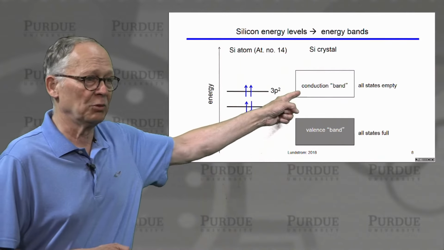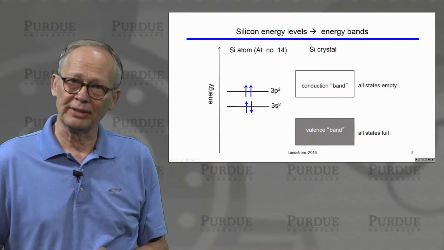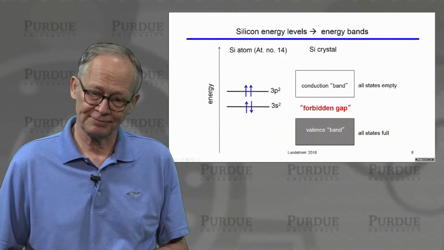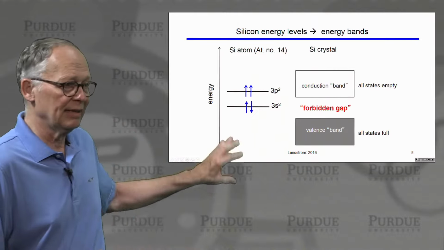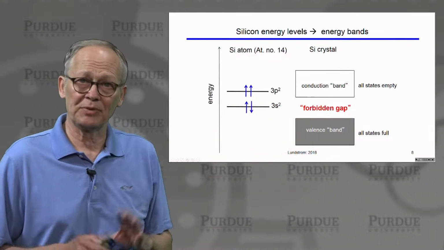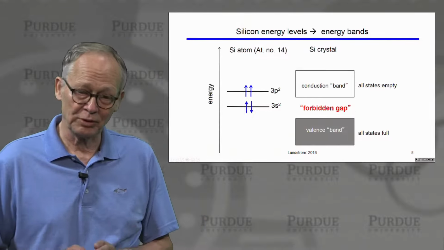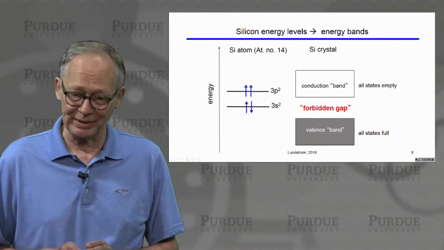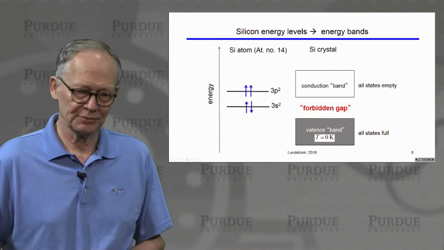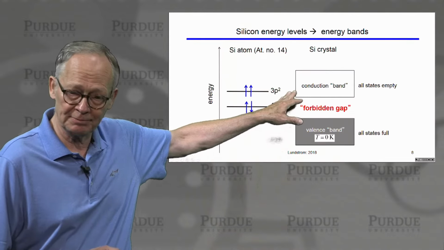Now, there were also an equal number of empty states. Those empty states get pushed up in energy, and they're available to hold electrons, but there are no electrons to hold. There's a gap between the states that are filled and the states that are empty. Inside of that gap, there are no states, so no electrons can exist there. That's a very important feature of semiconductors. It's called the forbidden gap. This is the situation at 0 degrees Kelvin. All of the valence band states are filled, all of the conduction band states are empty, and there are no states between them.